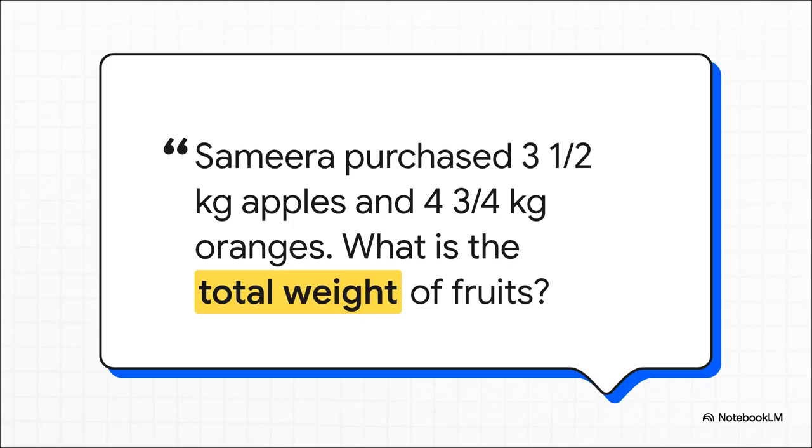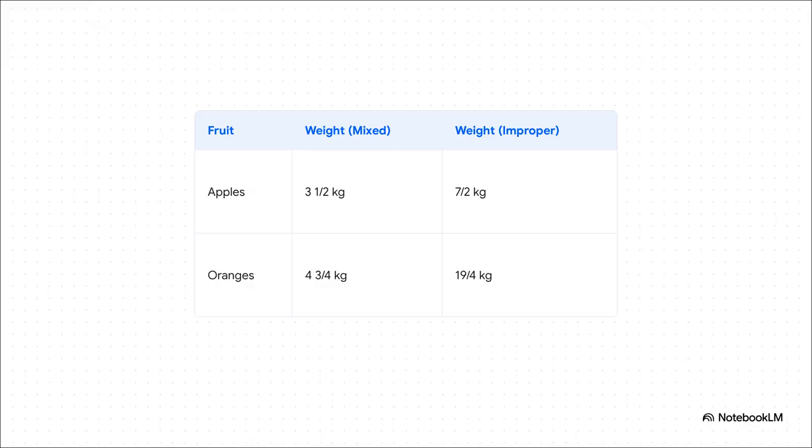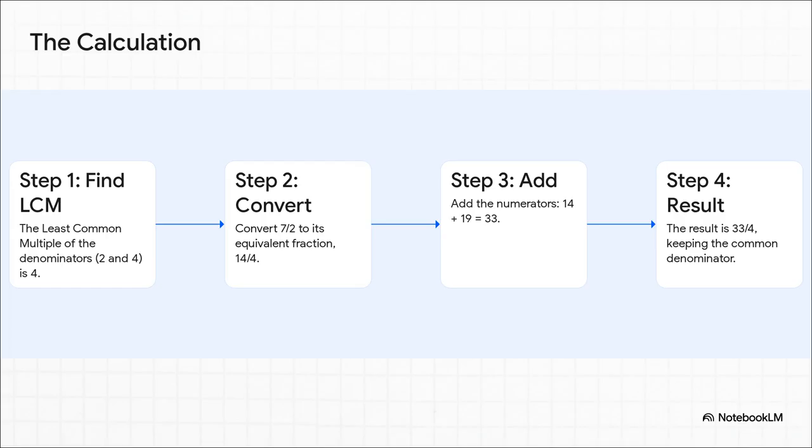Let's put this method to the test with a real problem you'd see in a textbook. Samir is buying fruit, but the weights are different fractions. How do we figure out the total? Okay, first step is to make our lives easier. Let's convert these mixed numbers into improper fractions. For the apples, it's 3 times 2 plus 1. That gives us 7/2. For the oranges, 4 times 4 plus 3. That's 19/4. Much better. And now we just follow our 4 steps.